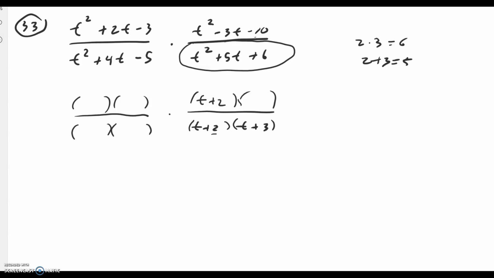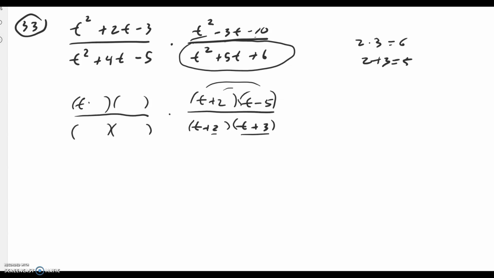I don't know. If this is t, this has to be t to get me this t squared. If this is 2, this has to be minus 5. 2 times negative 5 is negative 10. And 2t minus 5t is negative 3t. So we've got another one of these solved. This is t minus 5. This is t plus 2, t plus 3.